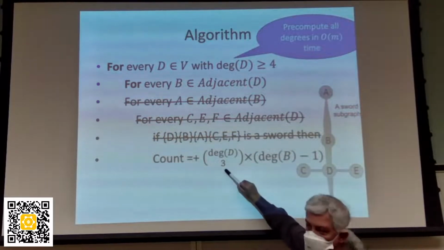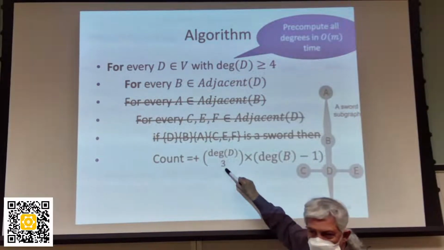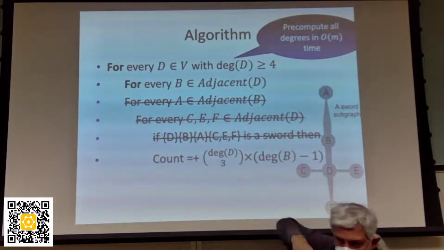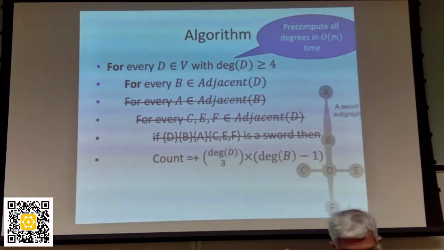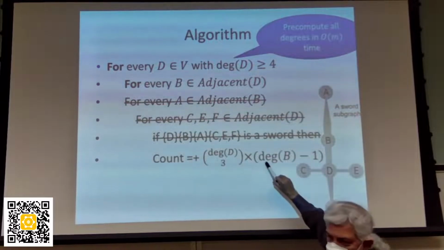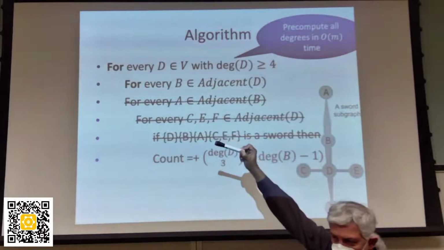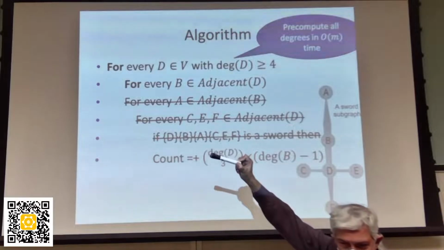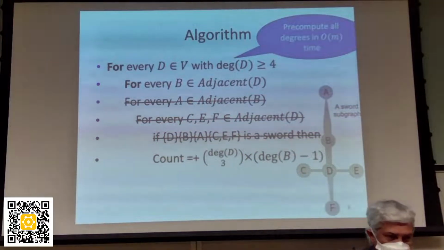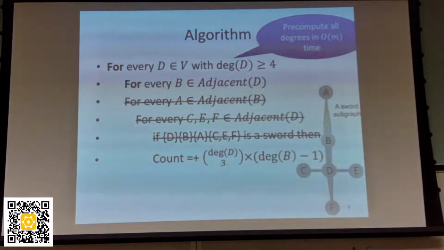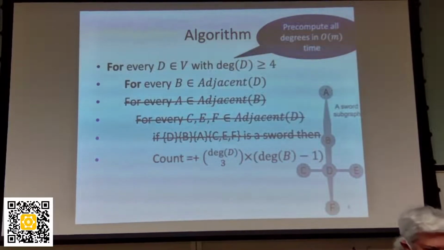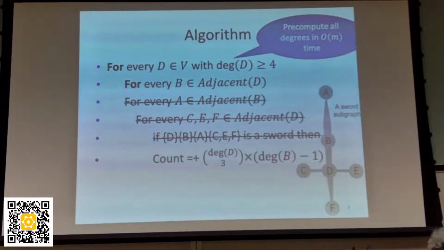This was there before. For each choice of those 3 vertices at the handle of the sword, this was the number of ways I can pick the tip of the sword. Is that clear? What if B is connected to? Yes, absolutely right. That's what I meant by it's still work in progress here. Nobody said this is final. You're absolutely right. So there's some work. But are you getting this?